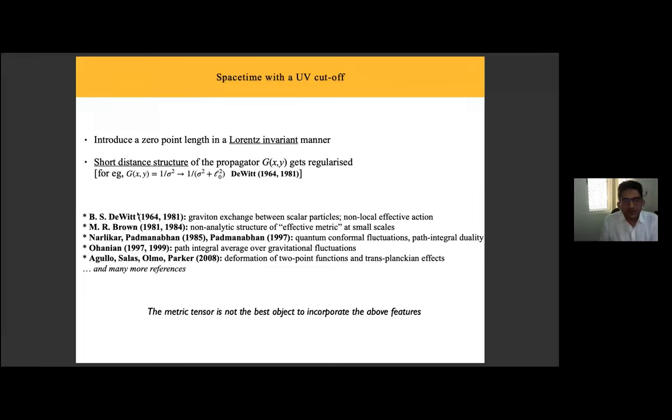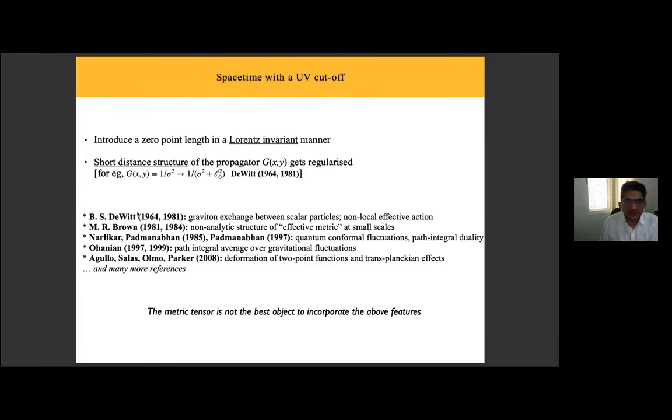The first is to introduce a zero point length in space-time, but we'll try to do it in a Lorentz invariant manner. We don't want to mess with Lorentz invariance. There are no good reasons to do it right now, so we'll just keep it intact. And the second input, about which I'll have to say a bit further down the line, is that the same kind of effects which give you a lower bound on measurement of space-time interval also provide a regularization of two-point functions in space-time. So the short-distance singularity of the propagator gets shifted.